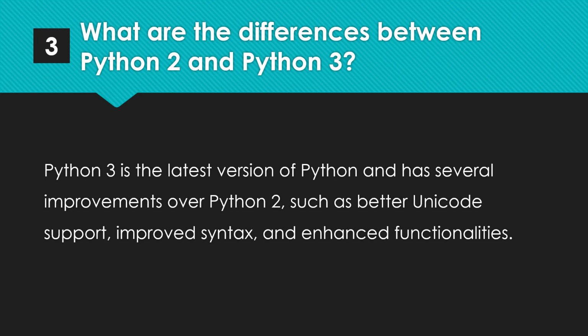What are the differences between Python 2 and Python 3? Python 3 is the latest version of Python and has several improvements over Python 2, such as better Unicode support, improved syntax, and enhanced functionalities.